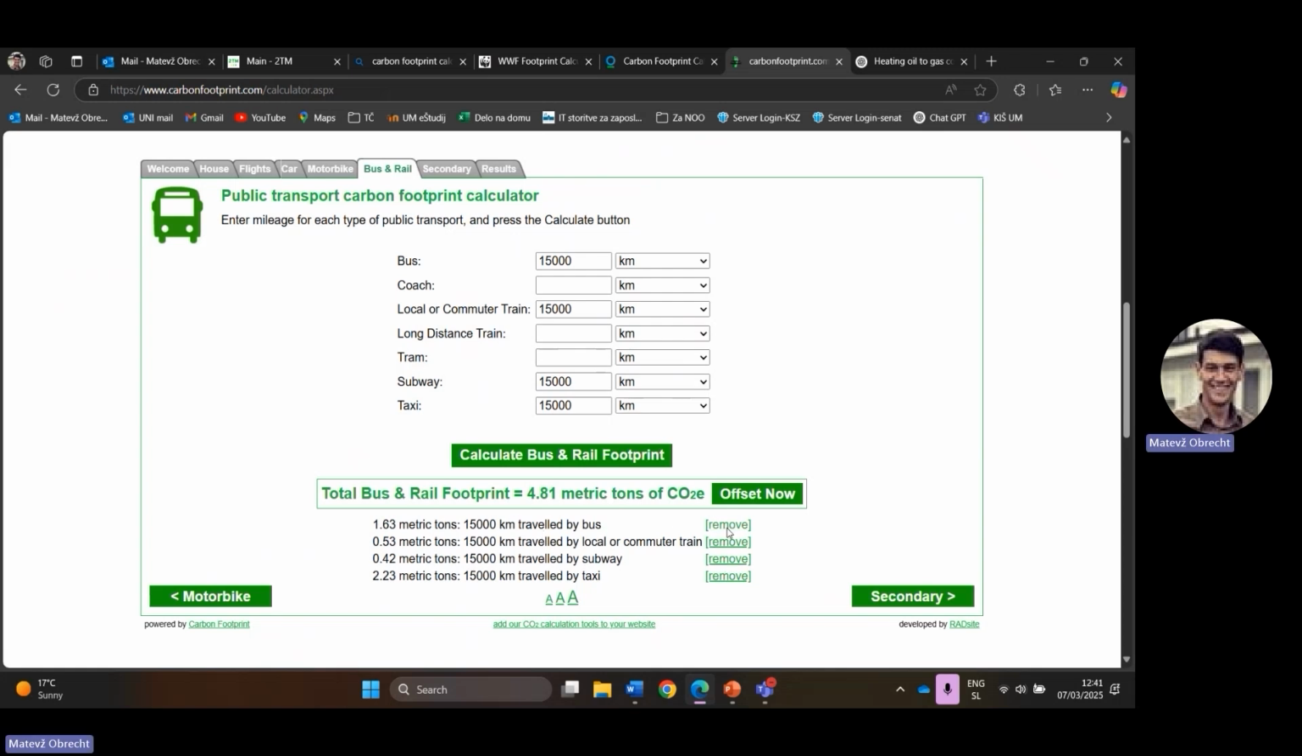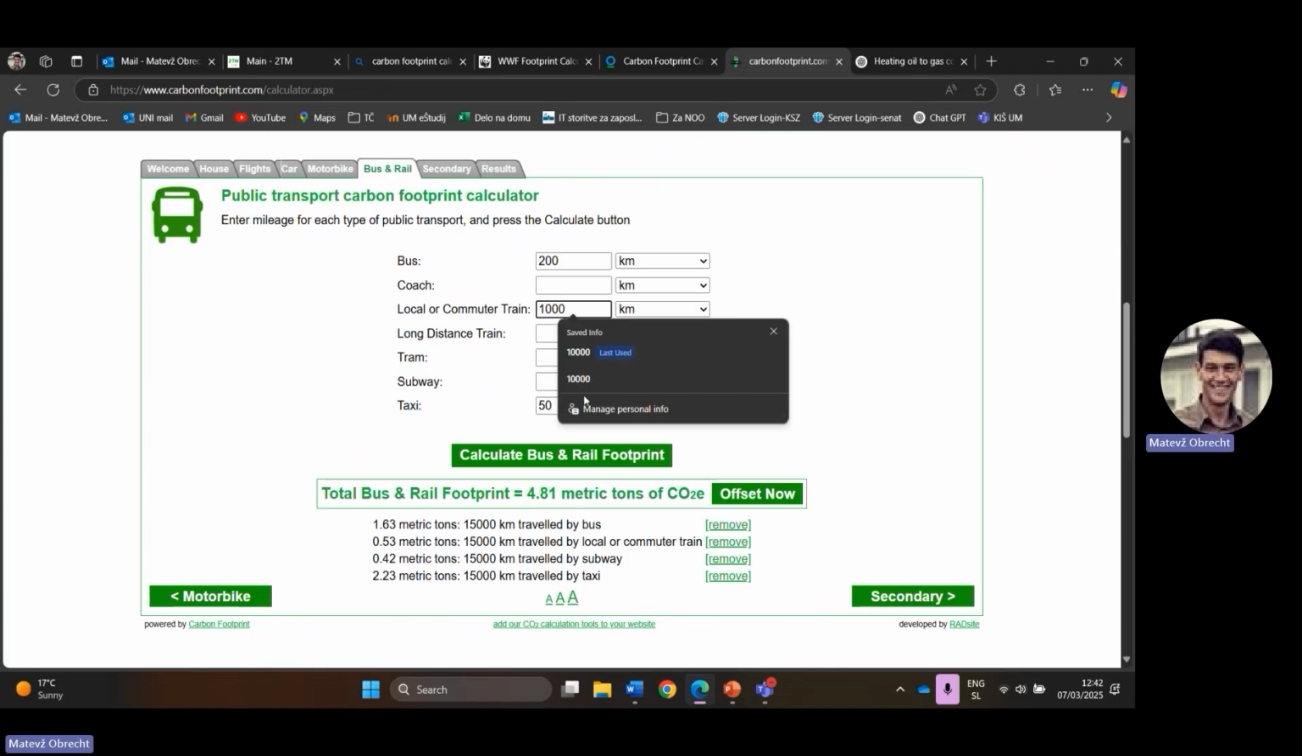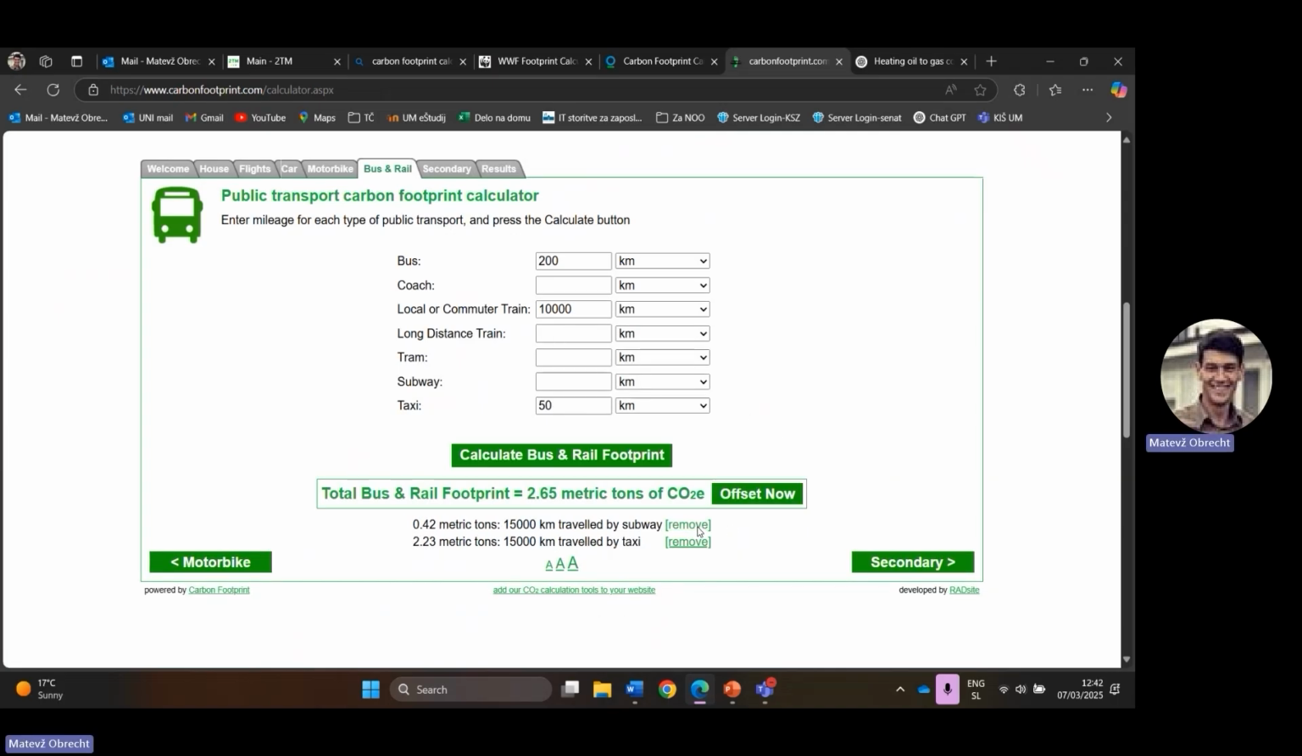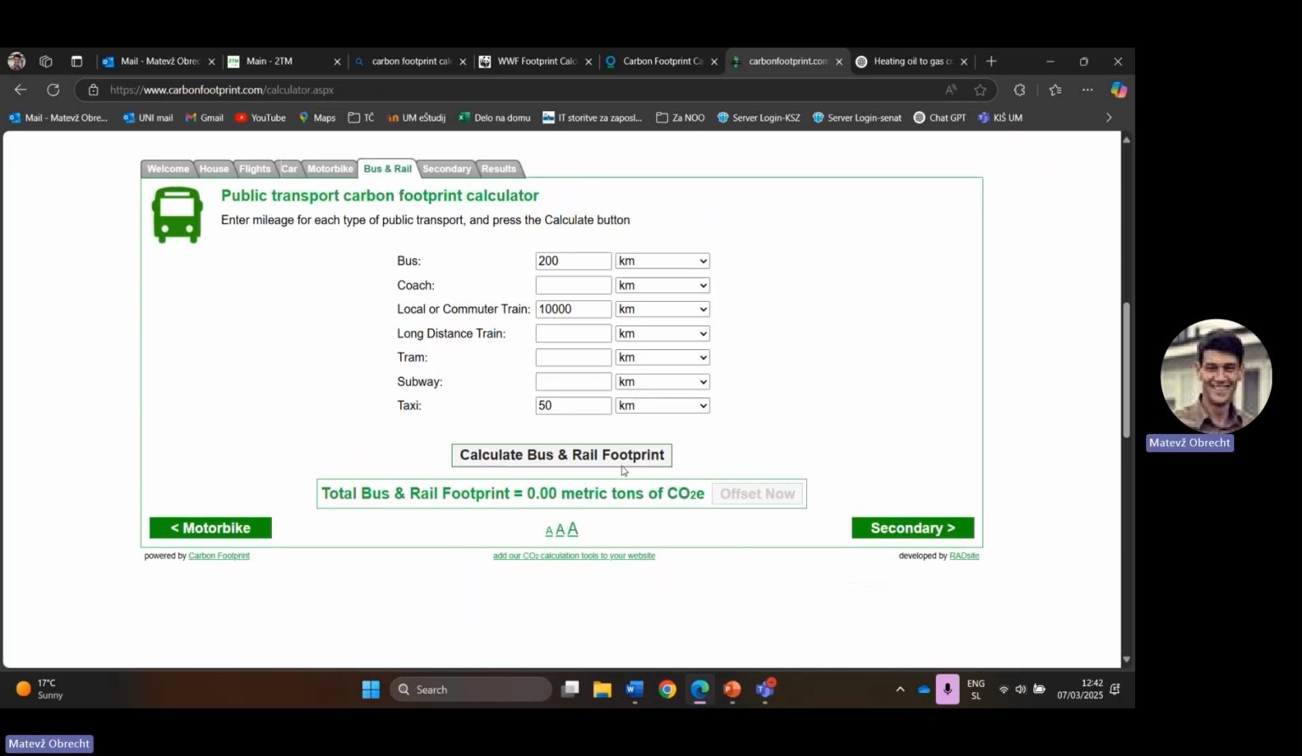So we can remove that or just keep it here. I will do it backwards. So like this. Okay, we remove those. I just wanted to show you.